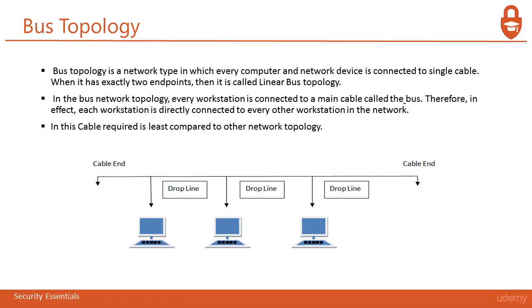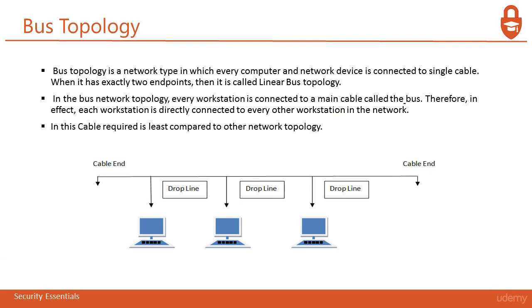A bus topology is a network type in which every computer and network device is connected to a single cable. When it has exactly two endpoints, then it's called the linear bus topology. Here you can see how it works. All the devices are connected with a single line. So when devices are connected in a single line with a single cable, that is called a bus topology.